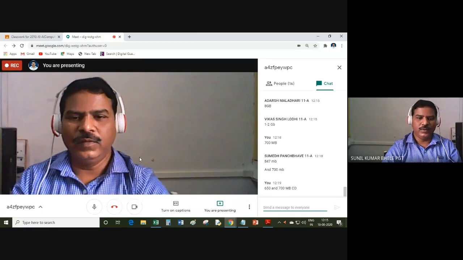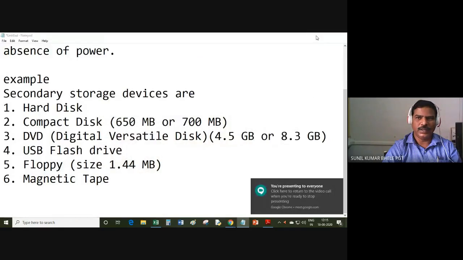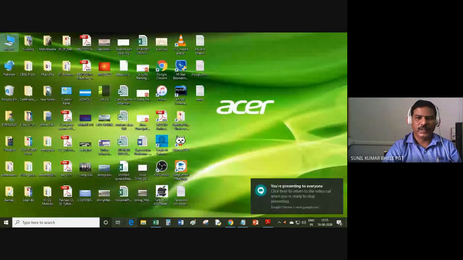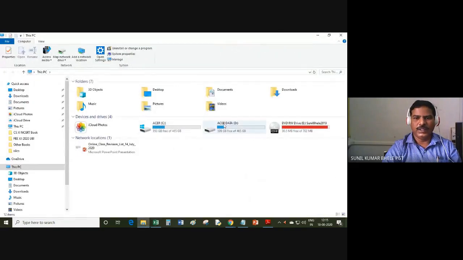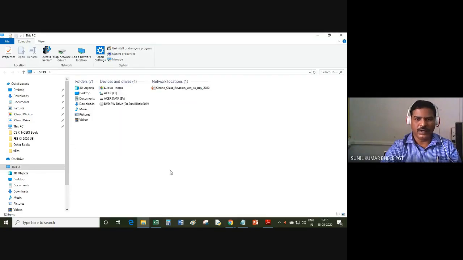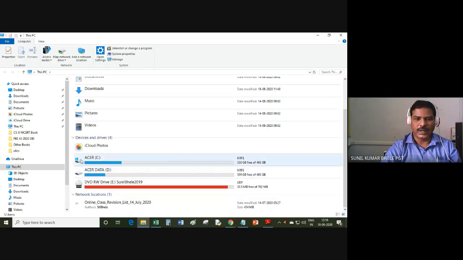Okay, if you want to know the size with the help of a computer, you can double click on the My Computer icon. And you can see the C and D drives. It is showing the size of this C and D. Actually, this is a partition of the hard disk. So logical partitions are created on the hard disk, and this hard disk is represented by the drive letters C and D.